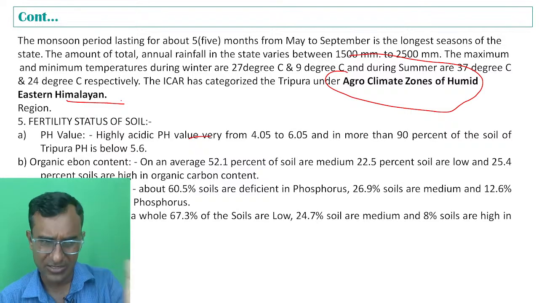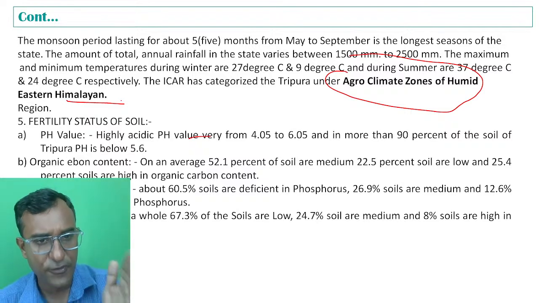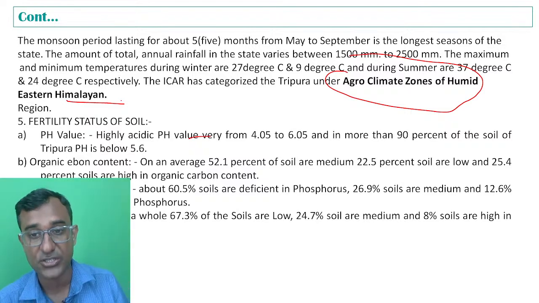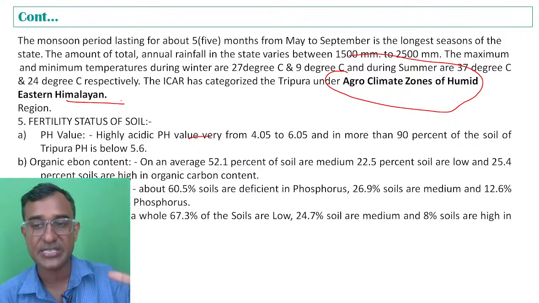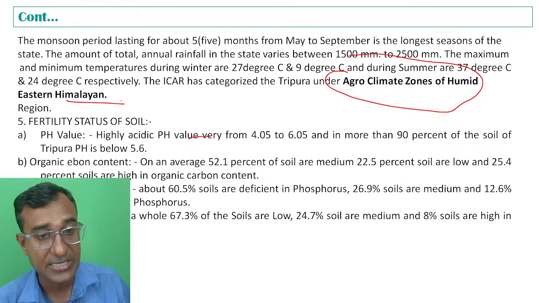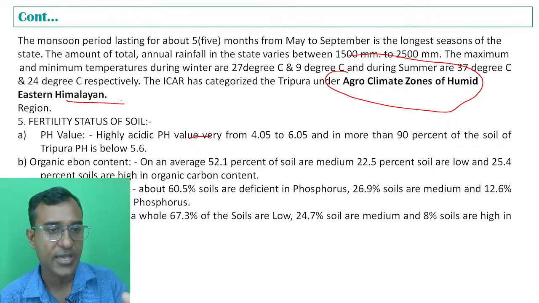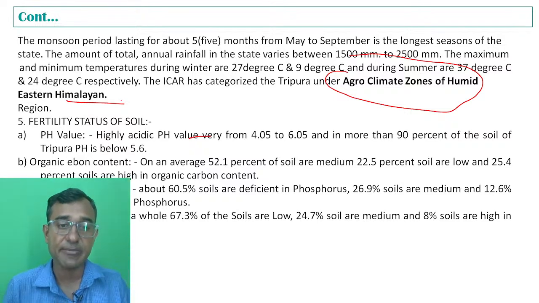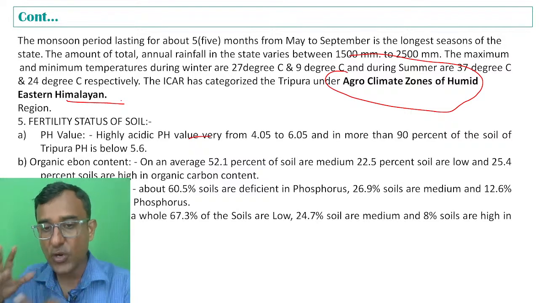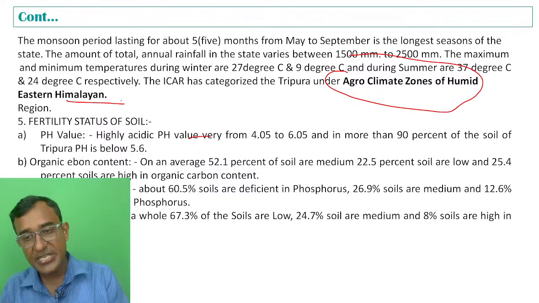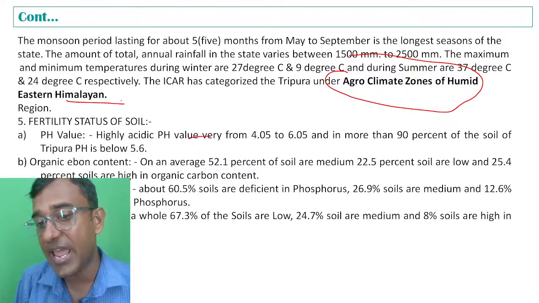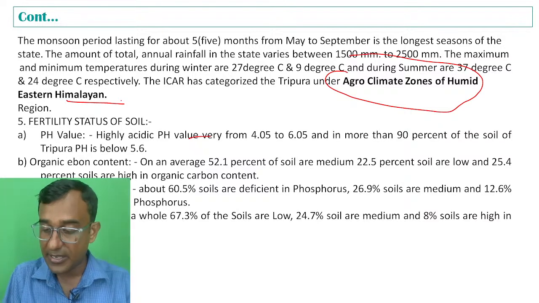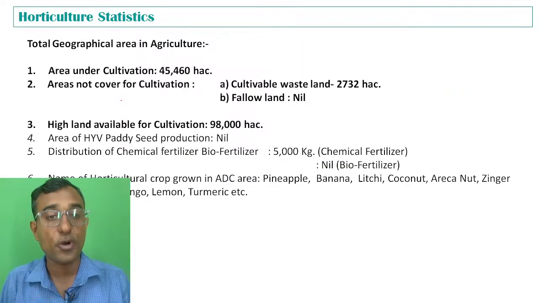Organic carbon is not that important. For phosphorus, yes, 60.5% of the soil has phosphorus deficiency, the remaining 26.9% is medium and 12.5% is high. It's okay. And for potash, again 67.3% of the soil is low, 24.7% of the soil is medium, and more than 8% of the soil has a high amount of potash, okay?